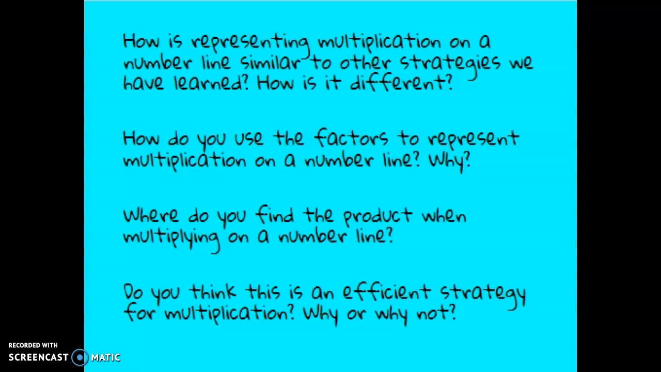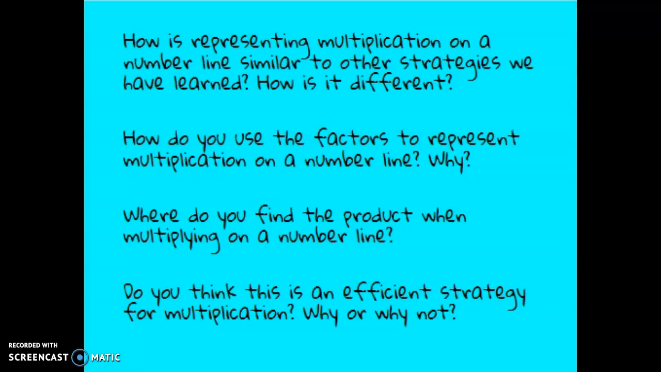How is representing multiplication on a number line similar to the other strategies we've learned? And then how is it different? So we talked about how it related to grouping. We knew that we were going to have 7 groups, and in each group there was going to be 3 hops each time. So we could use that like repeated addition on that number line. We did repeated addition. We did 0 plus 3, or 3 plus 3 plus 3 plus 3.